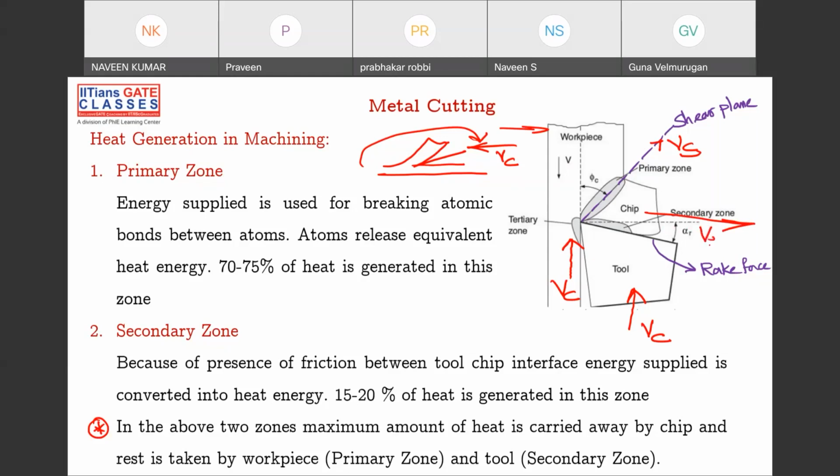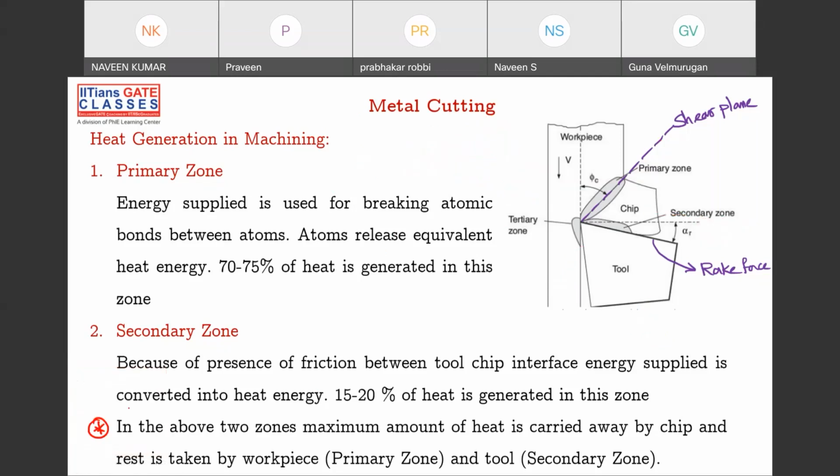Is it not Vf, chip flow velocity? The chip is coming in this direction. Here we have written it in this direction, Vf, isn't it? And this was Vs, shear velocity. Please do what I've done here. It's nothing but a rotation of 90 degrees. The diagram has been rotated by 90 degrees. You have to take care of that.